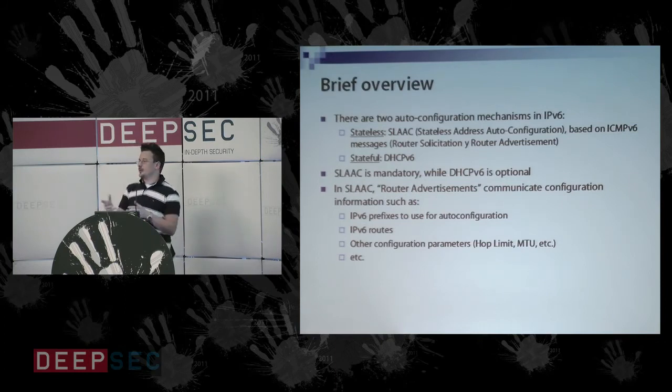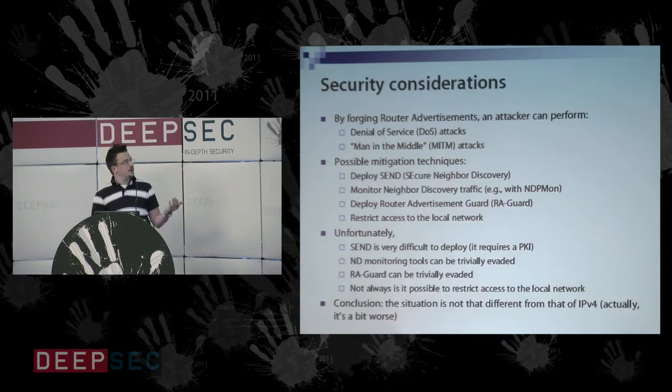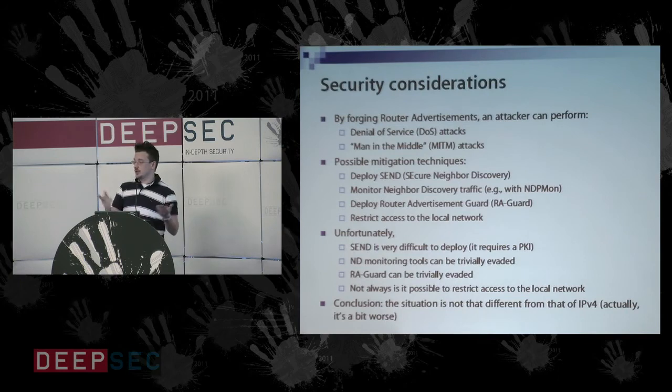These router advertisements, the messages that you get from the routers, contain all sorts of configuration information such as prefixes, routes, and some network parameters such as hop limit, MTUs, and so on. Of course, the sort of attacks that you could perform against auto configuration are basically man in the middle and denial of service attacks, which essentially means that you could cause all of the traffic to be directed to you, or to be directed to a host that does not even exist, so the traffic gets dropped.